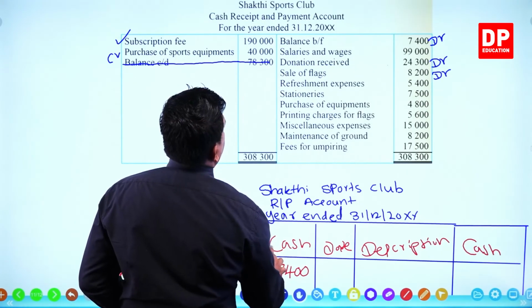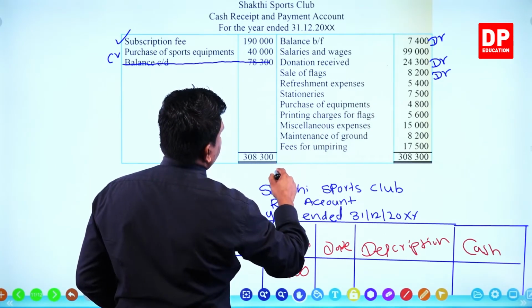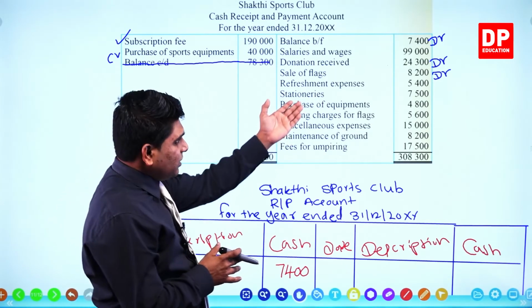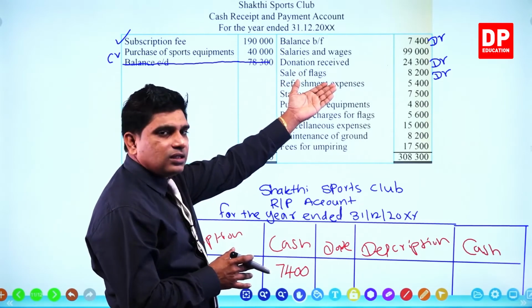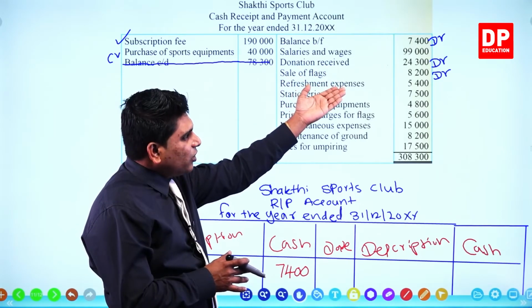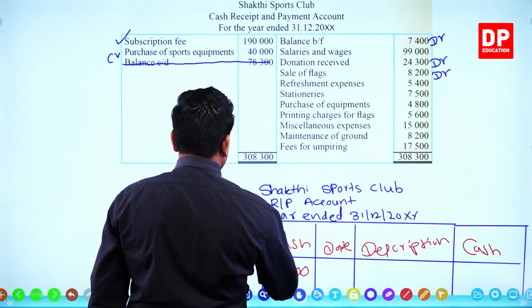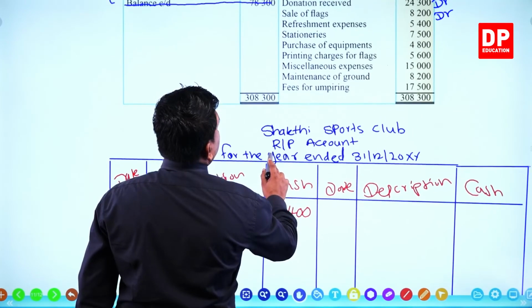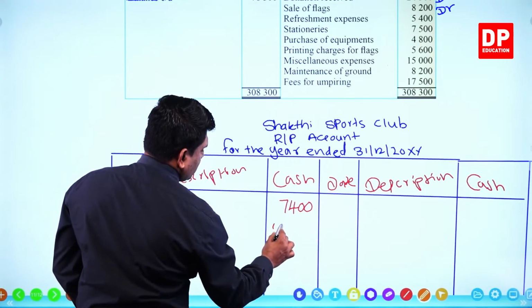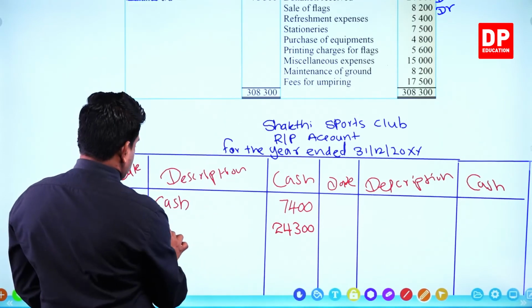Next. All the debit details that they have given in the credit side. So you take first. Donation received. It's not the only or correct method, right? Here it's easy for you when you get the details from the credit side, because opening balance they have recorded in the credit side. There are only 2 more, no? So you take them to the debit side. Donation received 24,300. What is this? Donation.